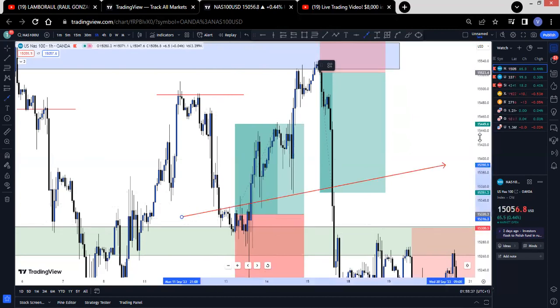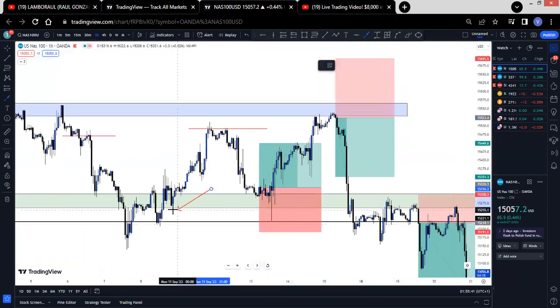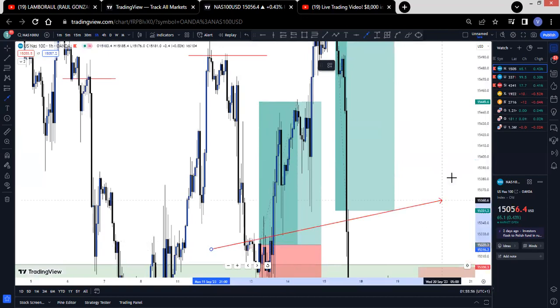Although the market would have stopped me out, my stop loss would have been below this low right here. So the market would have stopped me out, but those are the type of candlesticks you want to be seeing. You cannot really tell, guys, but those are the kind of candlesticks you want to be seeing.